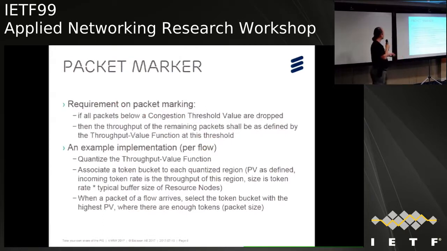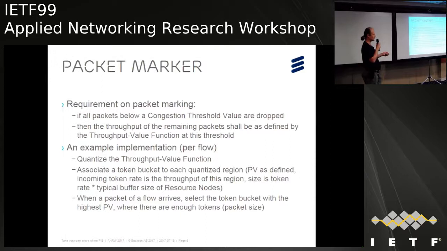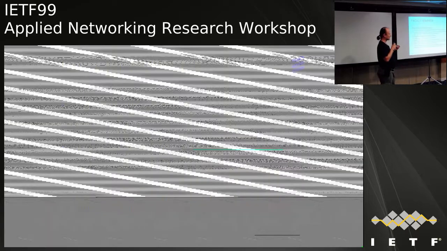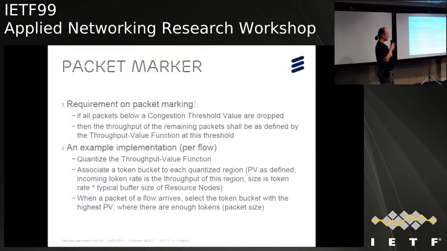So what does a packet marker look like? The requirement is that if all packets below a congestion threshold value are dropped, then the throughput of the remaining packets shall be as defined by the TVF at this threshold. And it's fairly simple to imagine a simple packet marker: just quantize the function, make token buckets with the packet values and the lengths of the throughput regions, and choose the token bucket with the highest PV where there are enough tokens.